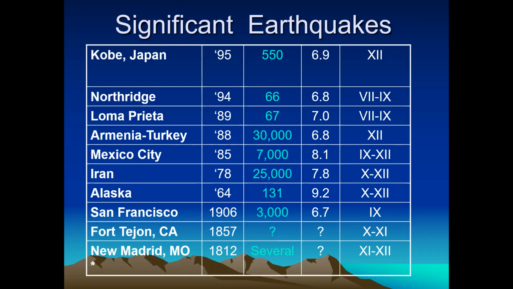And if we look down here at, let me find it, oh, here it is right in front of me, Armenia, Turkey. That was a 6.8 earthquake too, same as the Northridge, but look how many people died. This is a result of this area being fairly poor. The homes were built of adobe, which is dried mud.